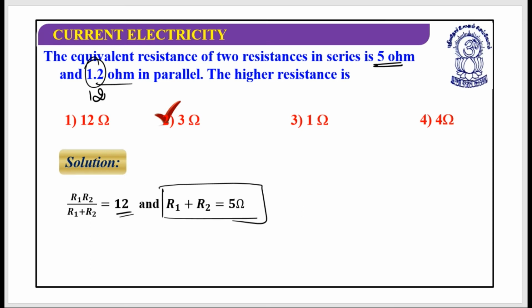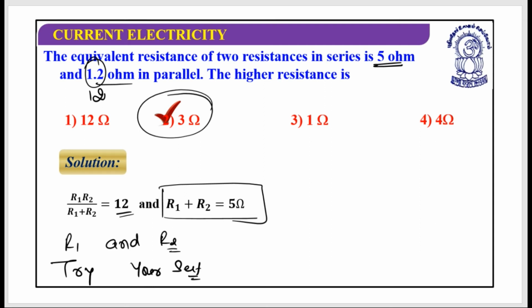What you need to do is find out the value of R1 and R2, and then at the end you need to find out the value which is the higher resistance. I hope you can do this. So this is try yourself. Please do it. For your reference, I already took the answer so that you can come to know whether your solution is correct or not. Can you do this? Great. Let's move to the next question.